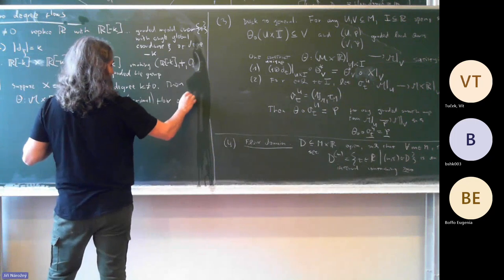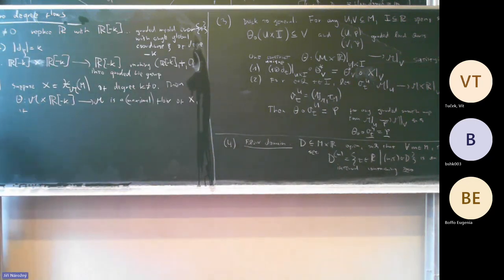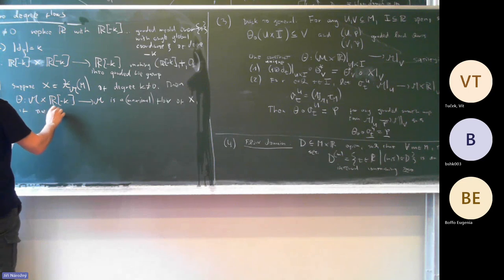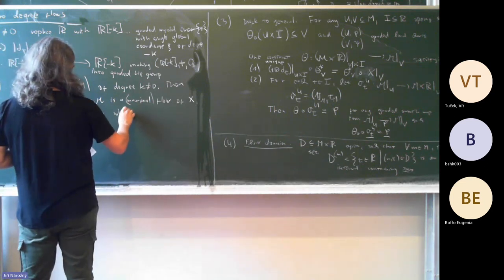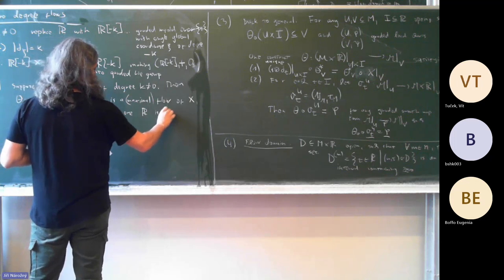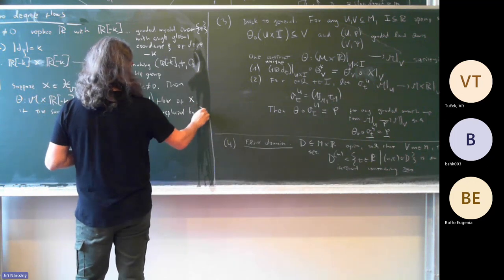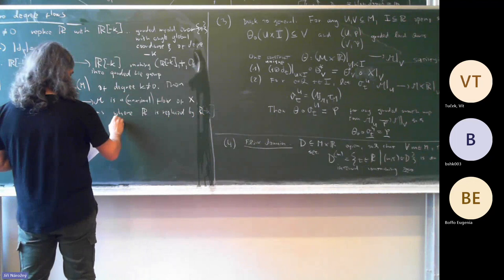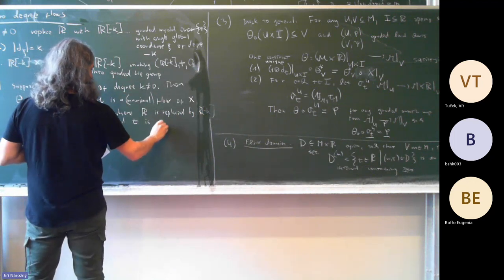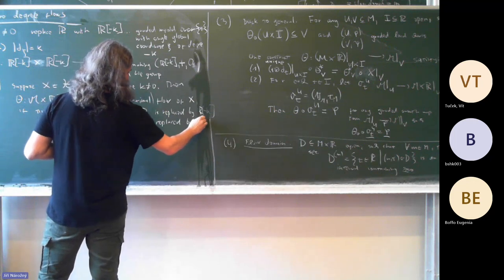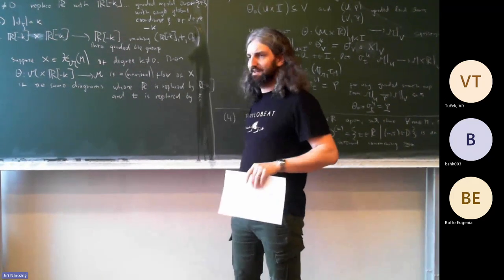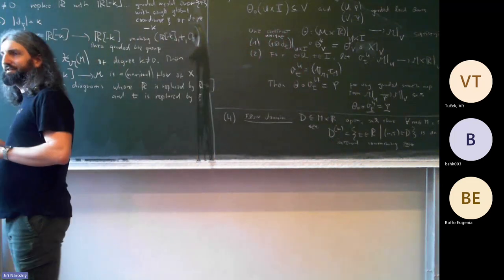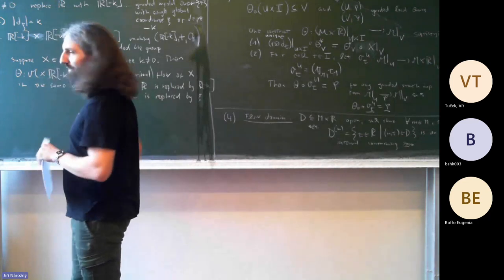Of X, if, and now you use the same diagrams as before, where R is replaced by R shifted by minus k, and t is replaced by psi. So I won't repeat all of the diagrams. There were these diagrams which represented the fact that theta is an action. So still, theta will be a right action of this abelian graded Lie group on M.